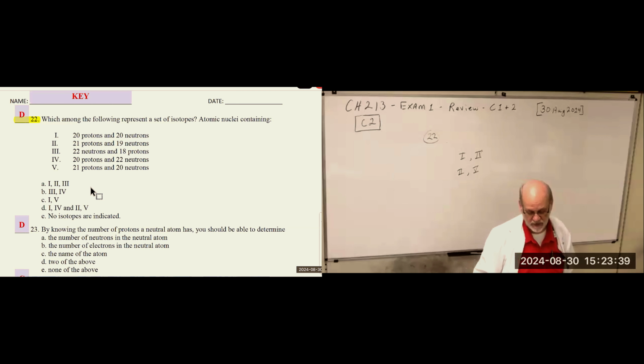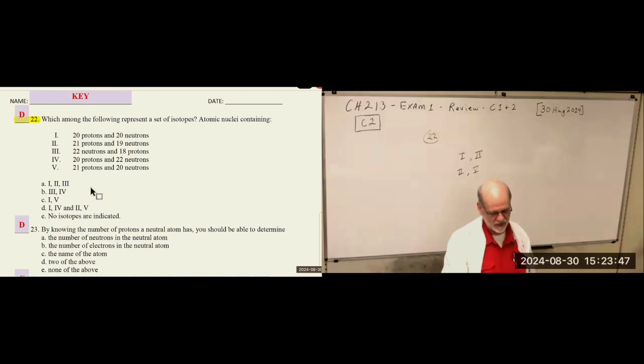I see 18 protons. That was written backwards to try to fool you. 18 protons is not matched anywhere. So 3 is just left out. So 1 and 4, 2 and 5 would be D.